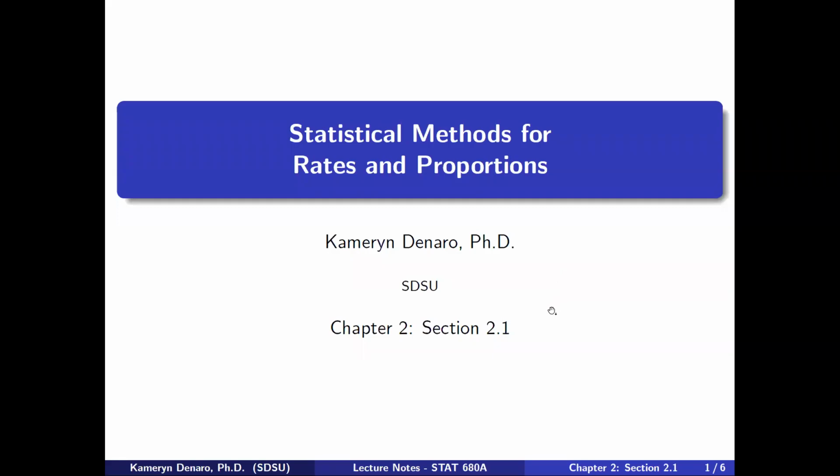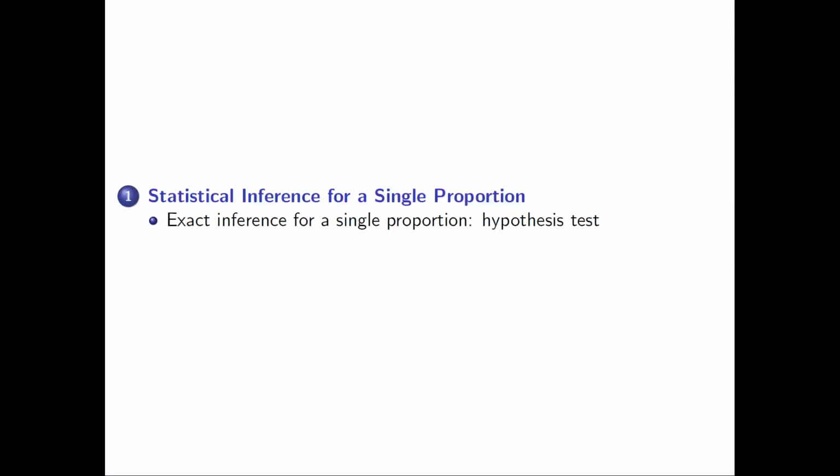Hello, everyone. We are working on Chapter 2, Section 2.1 in Statistical Methods for Rates and Proportions. In this section, we're going to talk about statistical inference for a single proportion and how to break down a hypothesis test.